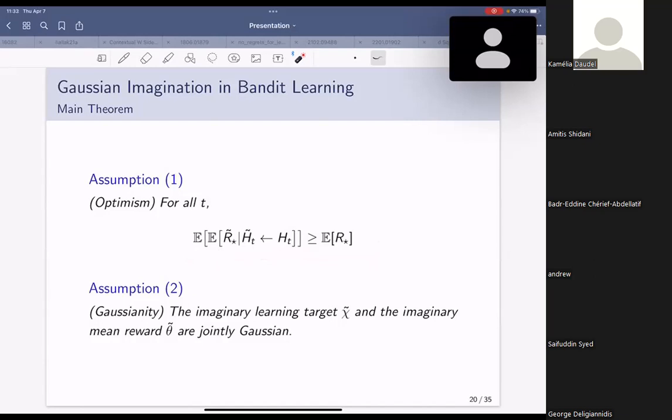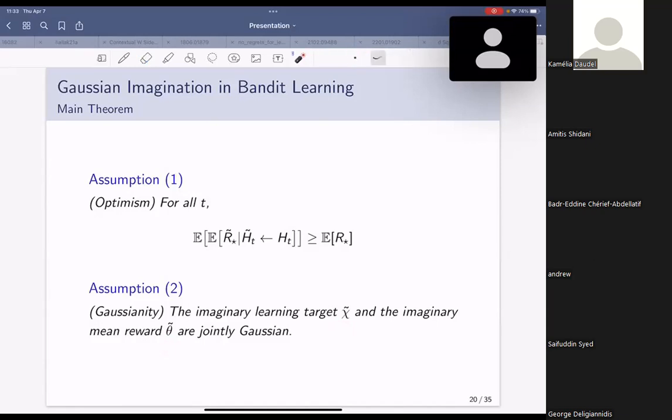And the second assumption, which is called Gaussianity, basically says that the imaginary learning target chi tilde and the imaginary mean reward theta tilde are jointly Gaussian. Again, it's not very restrictive when we are assuming that the environment is Gaussian. It only ensures that the environment admits the Gaussian prior and the Gaussian posterior for the problem.